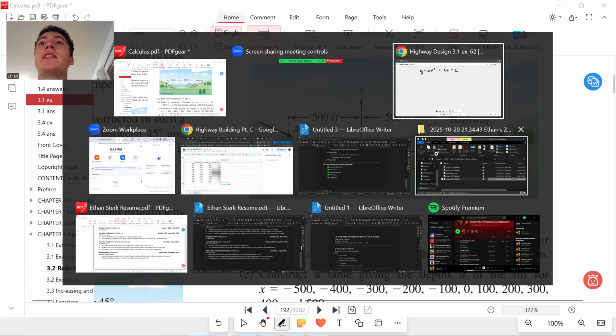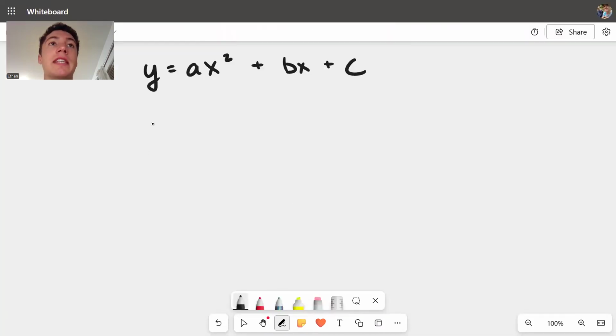So, why does instantaneous rate of change matter? Well, this is calculus, so instantaneous rate of change is the same as dy/dx, our derivative. Instead of writing dy/dx over and over, I'm just going to write y prime, which is going to be equal to 2ax plus b.